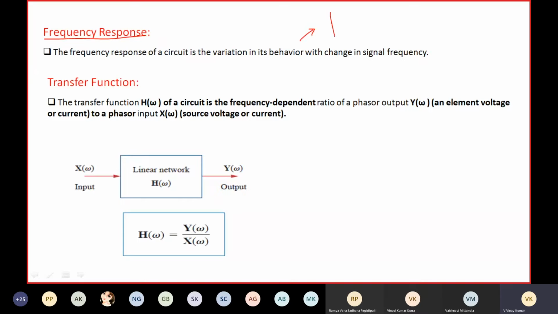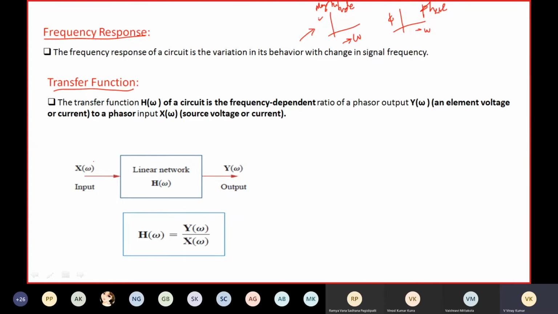Then after that we plot two graphs. One is the magnitude plot, and the other one is the phase plot. Magnitude versus frequency, and phase angle versus frequency. I'll come back to this plot. So next one is the transfer function.